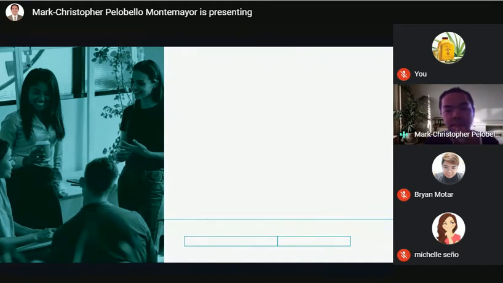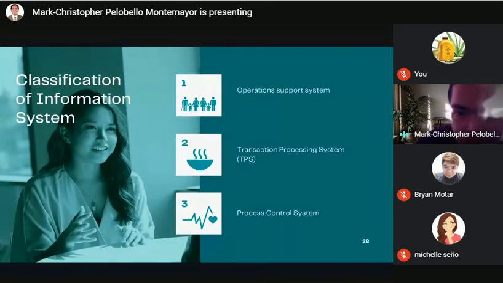Now we go to the classification of information system. Number one, we have the operations support system. What about this one? In an organization, data input is done by the end user, which is processed to generate information products, for instance, reports, which are utilized by internal and or external users. Such a system is called operation support system.